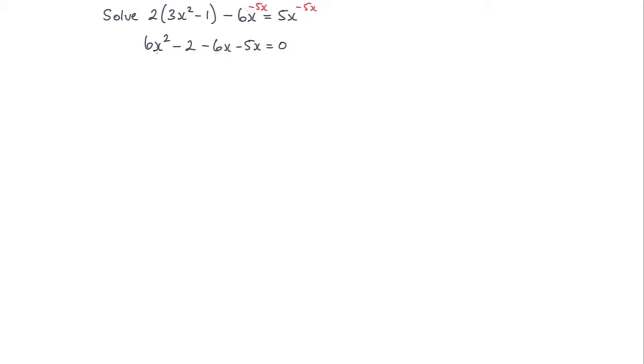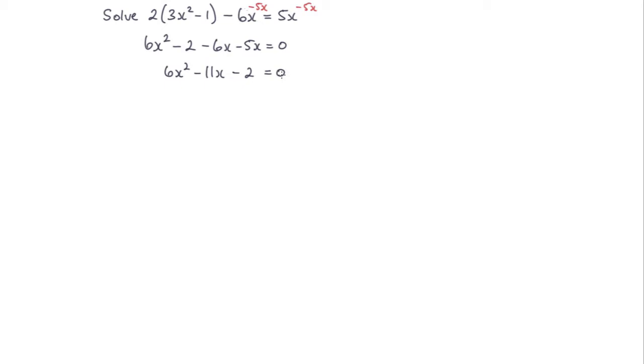Now I can actually start to simplify by collecting like terms. So I've got 6x squared. The x terms here will be negative 11x. And I've got that minus 2 here, and that's equal to 0.